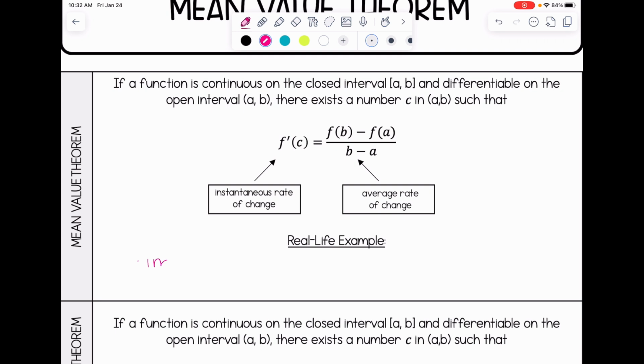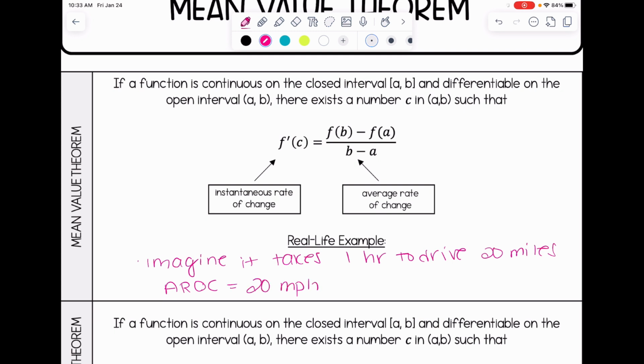So imagine, write this out here, it takes you 1 hour to drive 20 miles. That would tell us that your average rate of change, I'm going to abbreviate that here, AROC for average rate of change, is 20 miles per hour. Okay, so on average, it took you 1 hour to drive 20 miles. What the mean value theorem is saying is at some point c, so at some time, in an exact moment, you are going exactly 20 miles per hour.